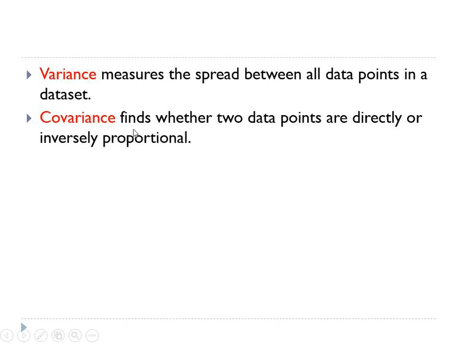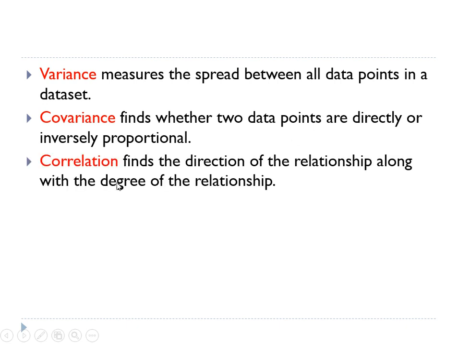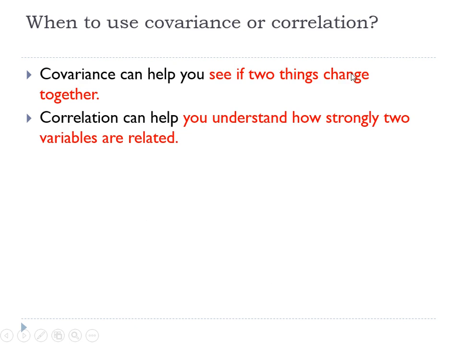Then you have covariance, where you find whether the two data points are directly or inversely proportional. Then you have correlation, where you find the direction of relationship along with the degree of relationship. So these are the three differences. Now, the question is, when do you use covariance in your algorithms? When do you use correlation in your algorithms?